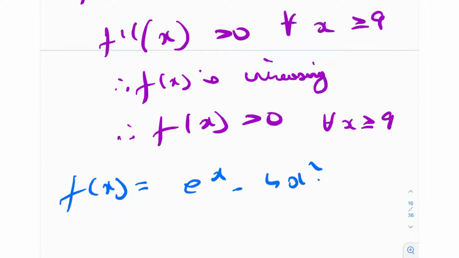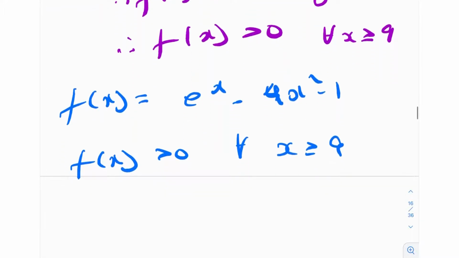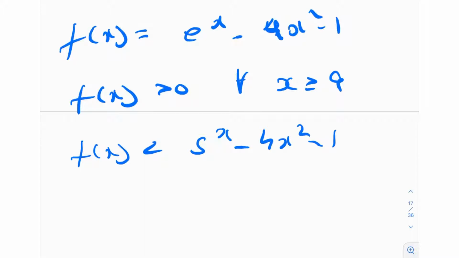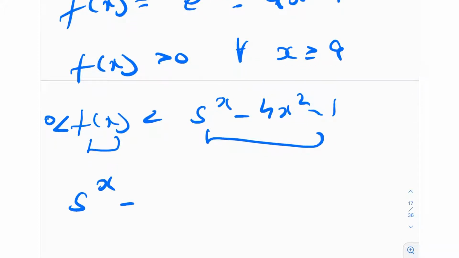4x squared minus 1. So we noted that f of x is greater than 0 for all x greater than or equal to 9. Now we also noted that f of x is less than this quantity, right? So in other words, if f of x is greater than 0, this quantity also has to be greater than 0, right? Because something like this inequality is being established. So 5 raised to the power x minus 4x squared minus 1 will be greater than 0 for all x greater than or equal to 9.